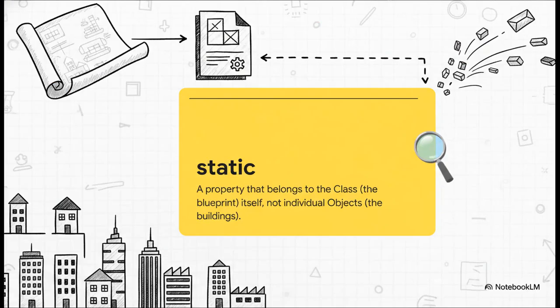And this is where the static keyword comes to the rescue. A static property is different. It's not attached to each individual building. Instead, it's attached directly to the master blueprint, to the class itself. It's one piece of information that is shared by every single object created from that blueprint.